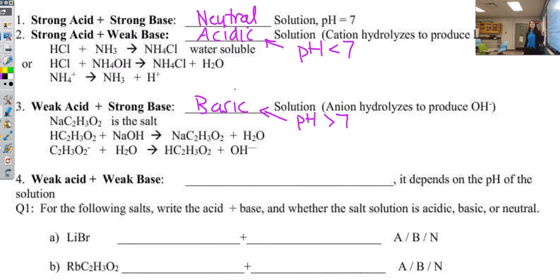If it's a weak acid plus a weak base, it depends on the substances. It depends on their concentrations. So you can't tell. If one of them is strong, you can tell. If both of them are strong, you can tell. If they're both weak, it's inconclusive. You need to be able to calculate it with numbers in order to figure that out. Okay, so let's figure this out.